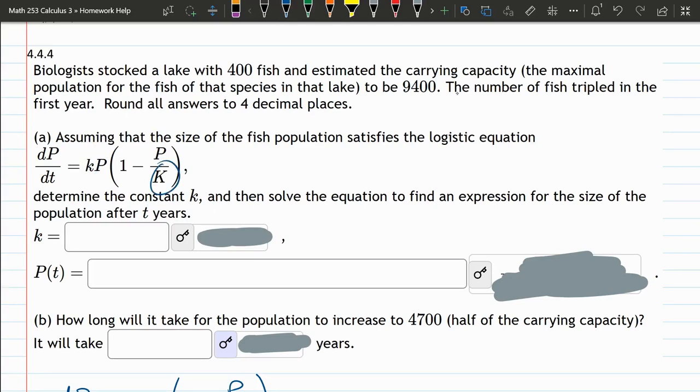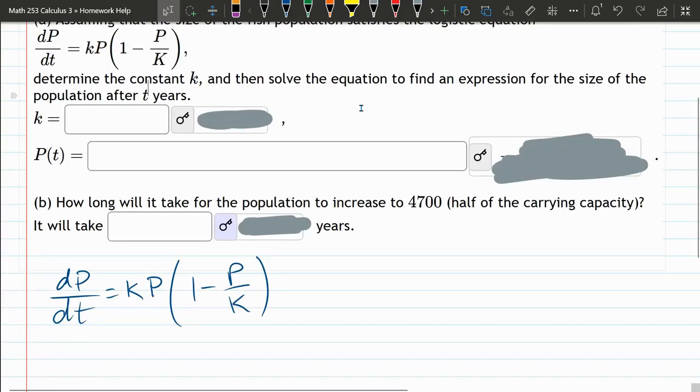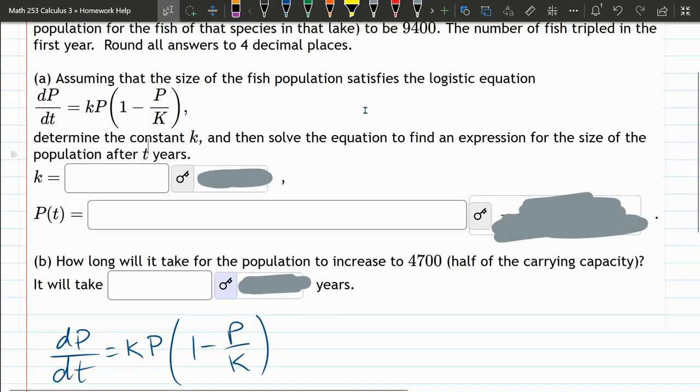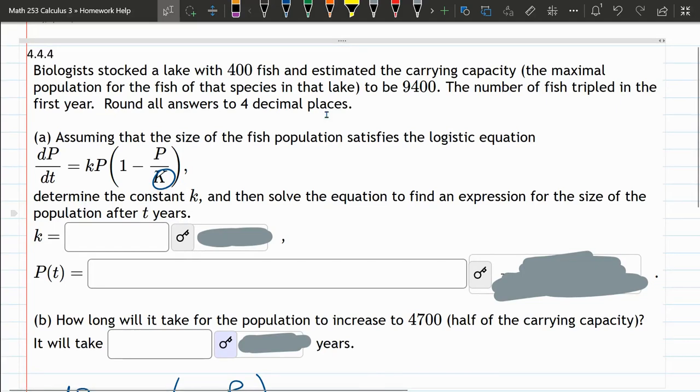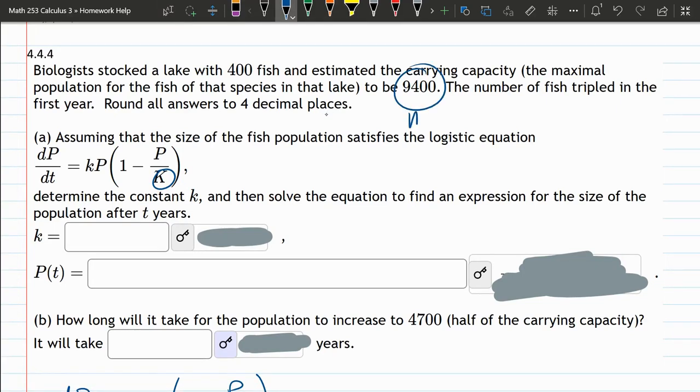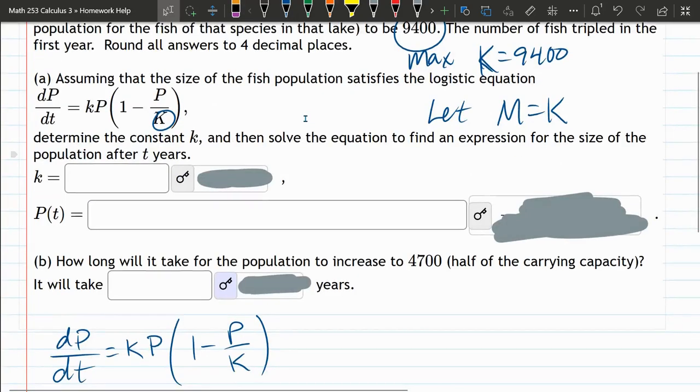Now, my handwriting, big K, looks just like little k. I wrote that down here. Instead of using this big K, I'm going to use M. This is supposed to be the max, even though this problem doesn't say this 9,400 is the max. The big K is this value, 9,400. I'm going to let M equal K, because I don't want to write big and little k everywhere. It's going to confuse me.